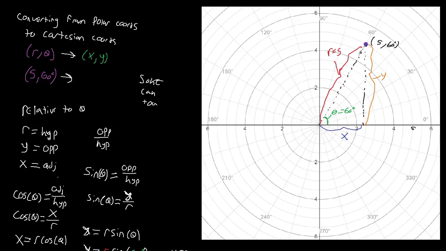So to answer our original question here, our x and our y is going to be 2.5 for the x and 4.33 for the y. So hopefully that made sense.